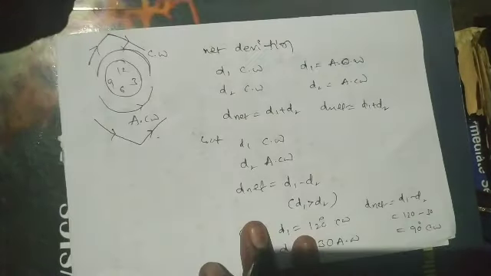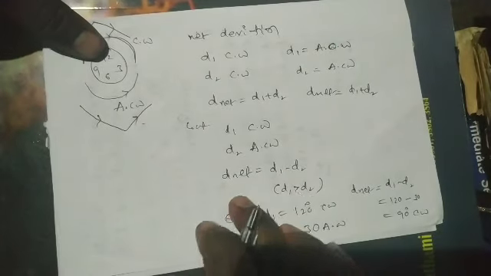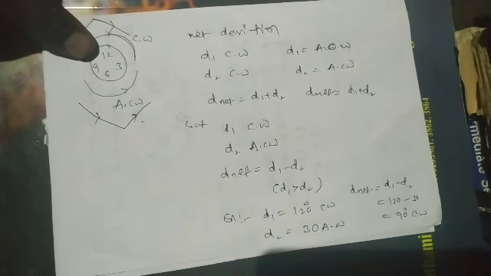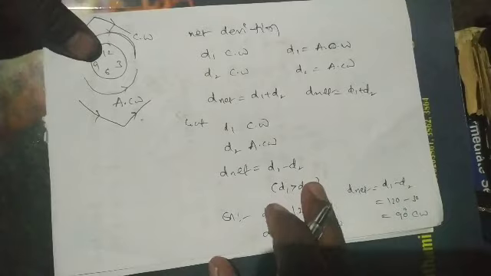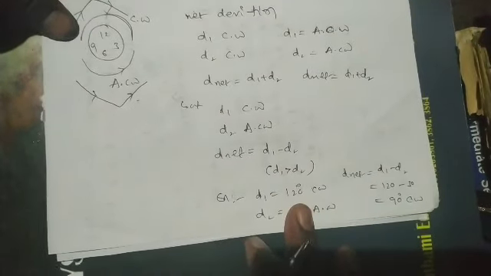So based on clockwise and anti-clockwise, we can find the net deviation. Now, in the previous problem, what is the problem?